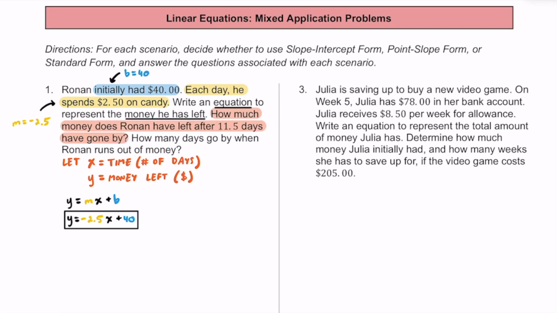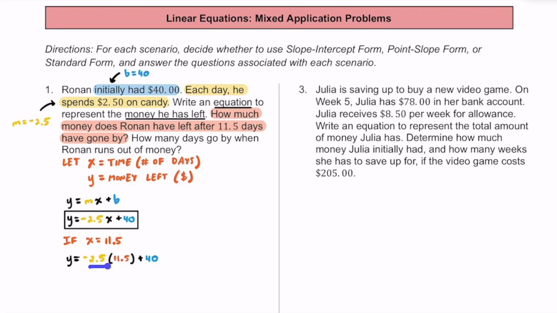For this next part, we're asked how much money Ronan is going to have after 11.5 days have gone by. Now remember, the number of days here is going to be an x value, just because x is time. So let's plug in 11.5 for x to figure out y, which is how much money he's going to have left. If x is 11.5, we get y equals negative 2.5. That's the $2.50 he's spending per day. We multiply that by the 11.5 days, and add on that $40 that he was starting with.